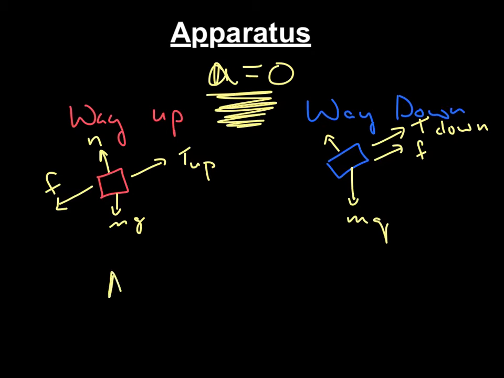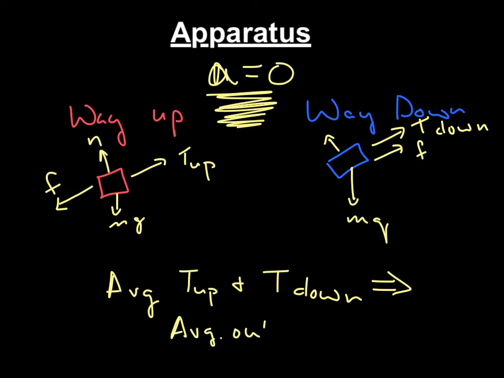But if you average the tension up and the tension down, not only do you have a great way to get error bars, but this is a good way to average out friction. And this is explained in the lab handout, which you're looking at as you watch the video, right?